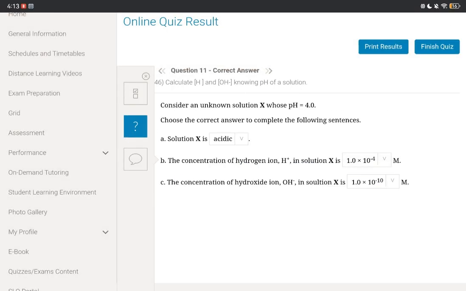Anything with a pH less than 7 is acidic, and the concentration of hydrogen is 10 to the negative pH, so it's 10 to the negative 4. And then Kw is 10 to the negative 14, so you do Kw over H and you get OH minus.